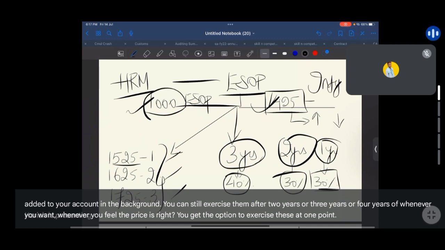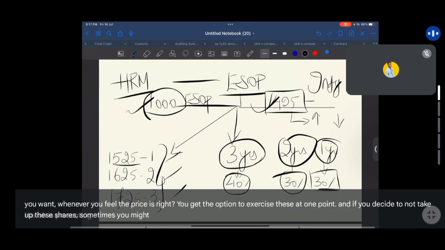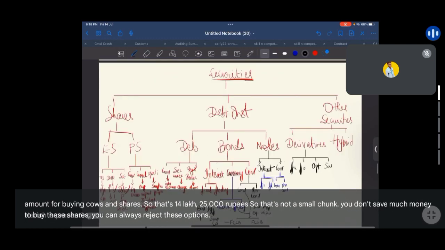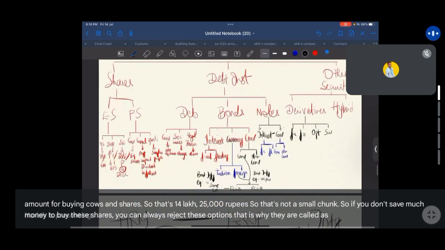And if you decide to not take up these shares, sometimes you might have financial difficulties. Sometimes you're running short of money. 1425 is not a small amount for buying 1,000 shares. So that's 14,25,000 rupees. That's not a small chunk. So if you don't have much money saved to buy these shares, you can always reject these options. That is why they are called derivatives.